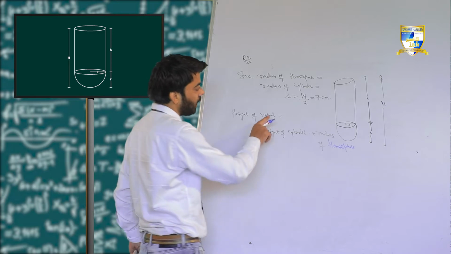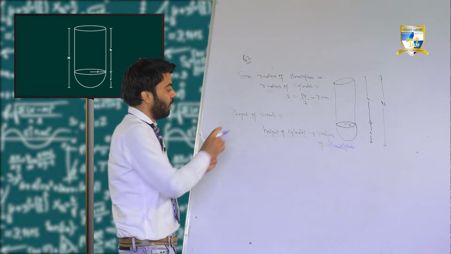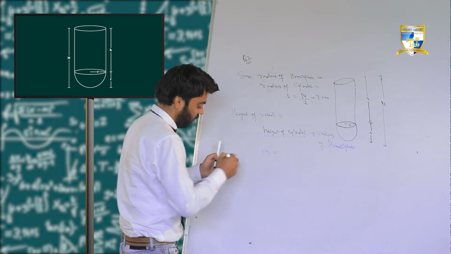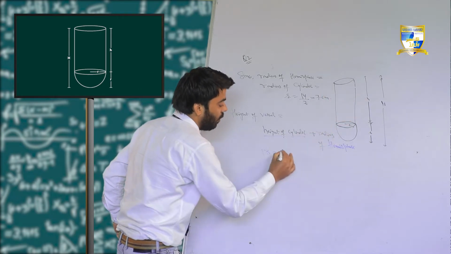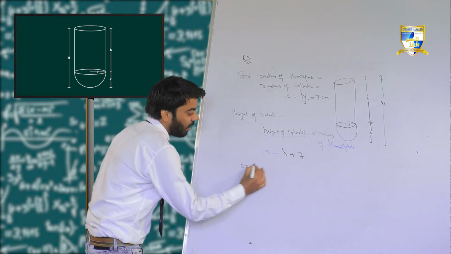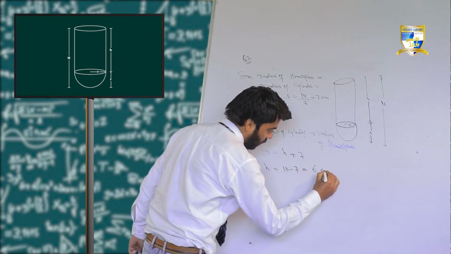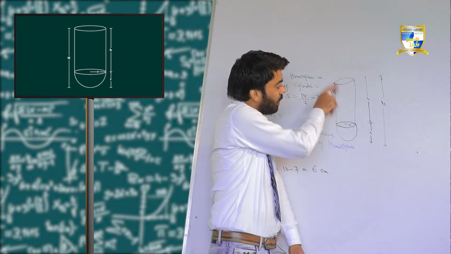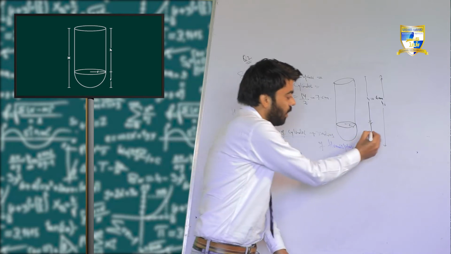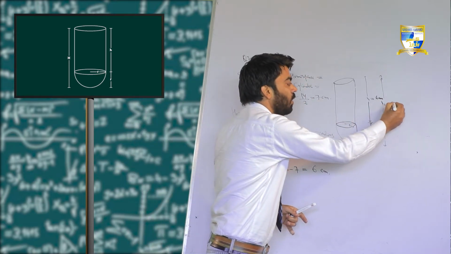Total height I know is given, that's the capital H. So what can I do? I will put the values here and I will get the height of the cylinder. Height of the vessel is given, it's equivalent to 13 centimeter. That means 13 is equal to height of cylinder, denoted by small h, plus r. R is 7. Or I can write small h is equal to 13 minus 7, that's equal to 6 centimeter. So I can conclude the height of the cylinder is equal to 6 centimeter. The radius of the hemisphere and the radius of the cylinder is equal to 7 centimeter, and the total height of the vessel is equal to 13 centimeter.